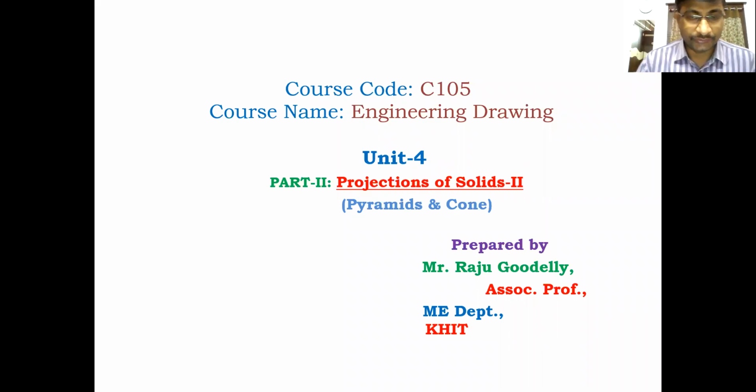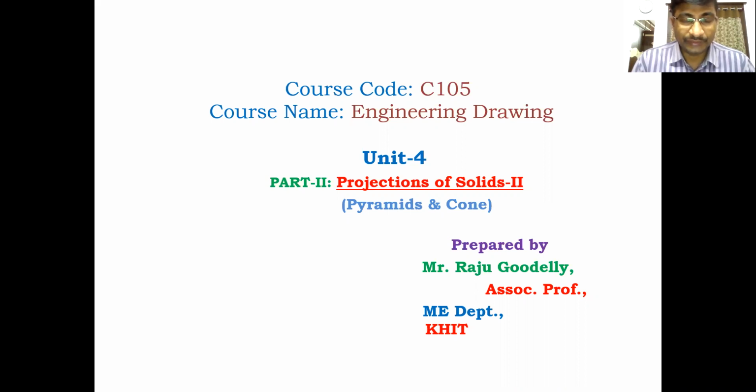In the last classes, we drew the projections of solids 1, which contains the prisms and cylinder. And in this class, I'm going to draw the projections of solids 2, which is under unit 4 itself, and it is part 2 in the unit 4. This projection of solids 2 contains pyramids and cone.